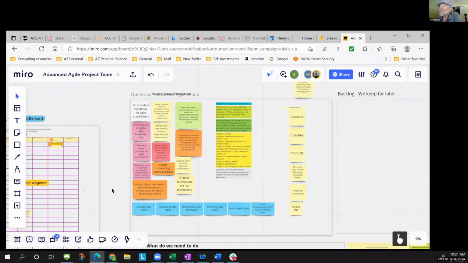The nice thing about the Miro board is that people can go in and do work whenever they want, whenever they have time. They don't have to be at a meeting. Anybody can put in a card and add some information, and we can discuss it at our meetings.